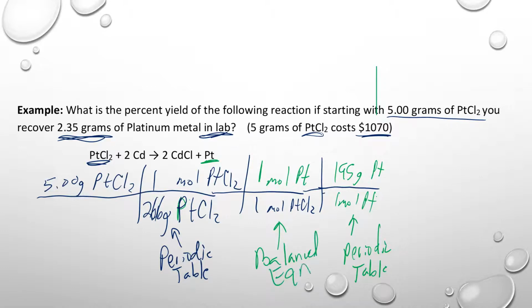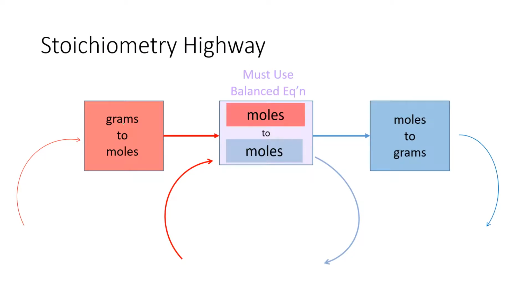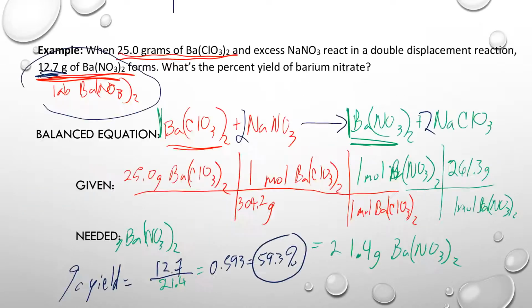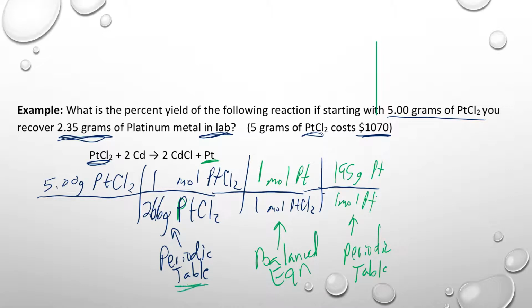So if you think about that highway, right, we started with grams of one substance. We converted that substance to moles using the periodic table. Then we went from moles of one substance to moles of another substance using the balanced equation. And then we had to use the periodic table again to get that moles into grams. And that's exactly what we've done here. Well, it's what we did here too, right? We got this from the periodic table. We got this from the balanced equation. And we got this from the periodic table. Same thing happened here. We got this from the periodic table. We got the next step from the balanced equation. And then the last step we got from the periodic table. So when you multiply 5 times 195 and divide by 266, you get 3.66 grams of platinum.